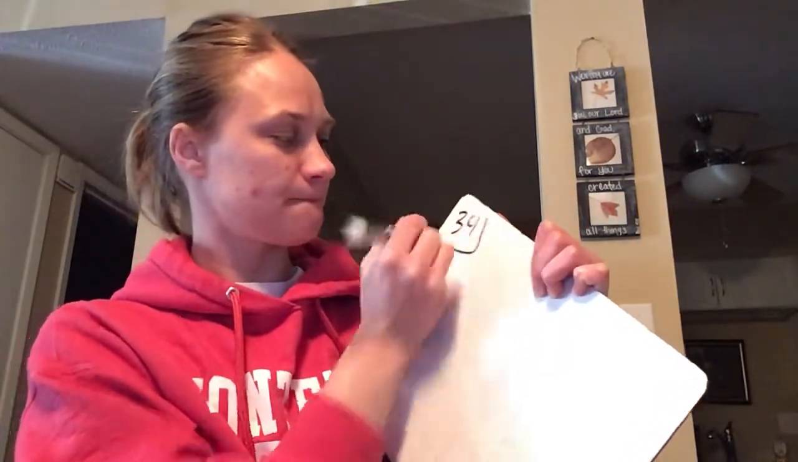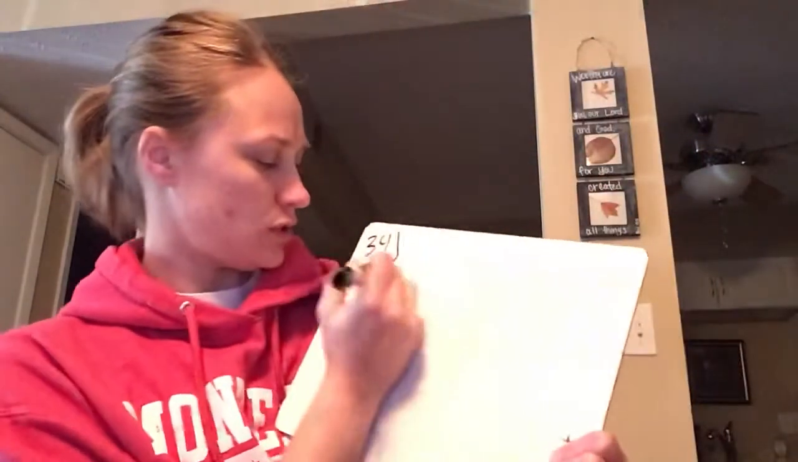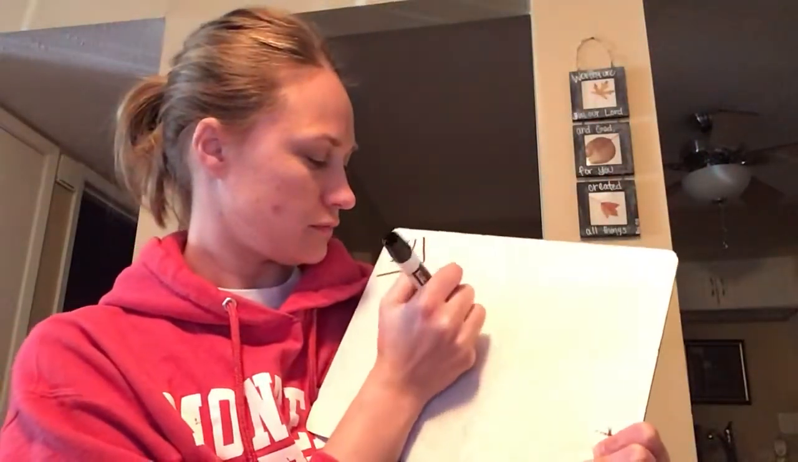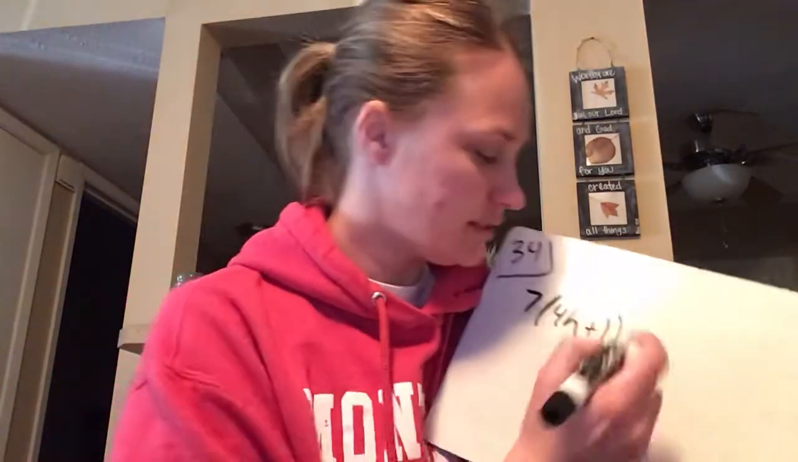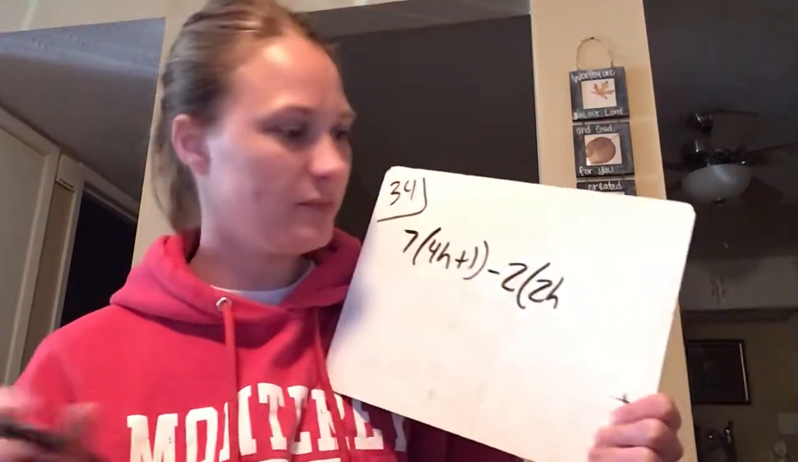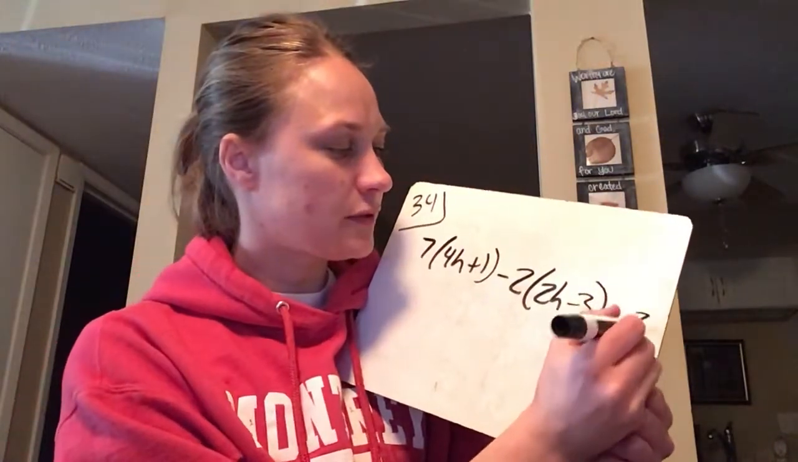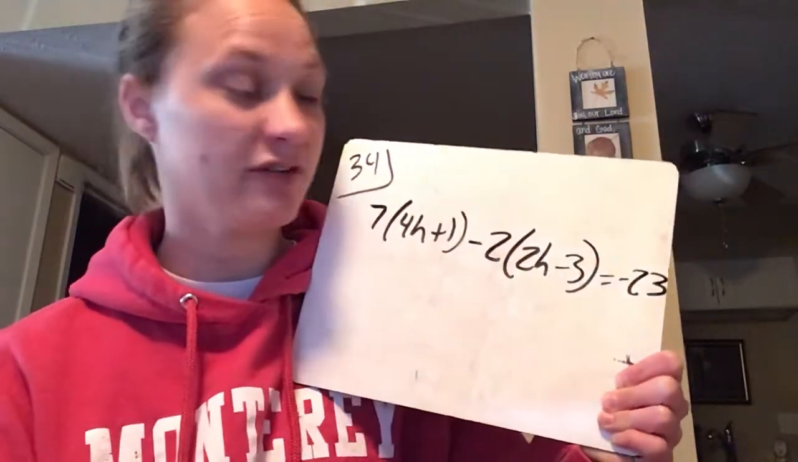And then we're going to do number 34. That one's harder, I think. Longer, at least. Oh, yeah. We're going to go sideways, actually. This is number 34, page 790. 7 times 4h plus 1 minus 2 times 2h minus 3 equals negative 23. Good times. Okay, I kind of run out of space, but we'll get it.